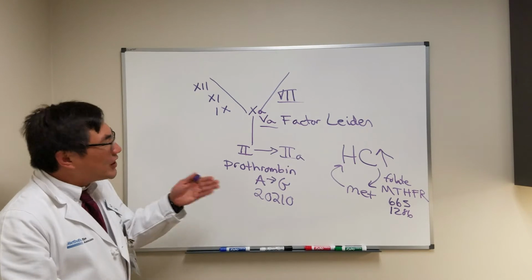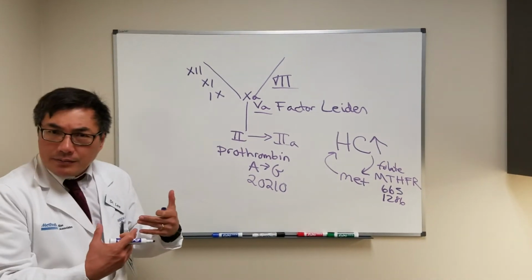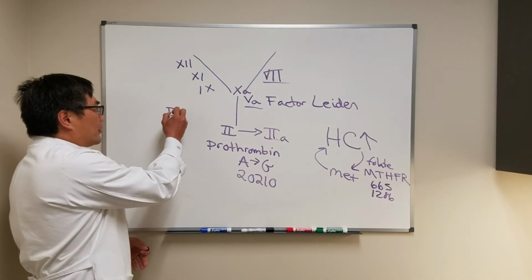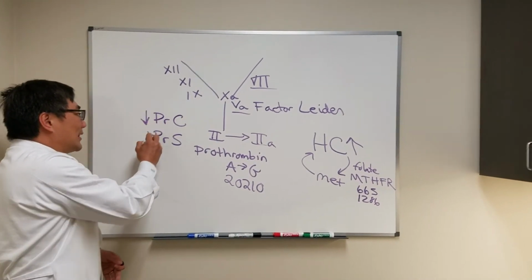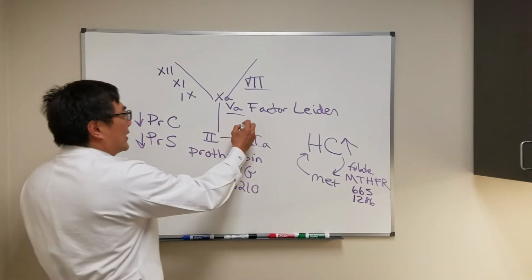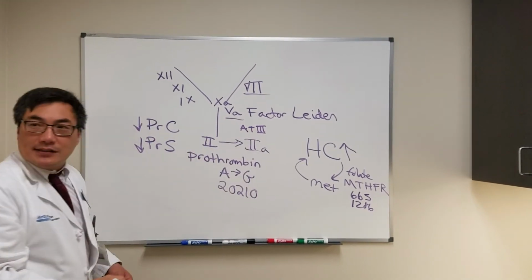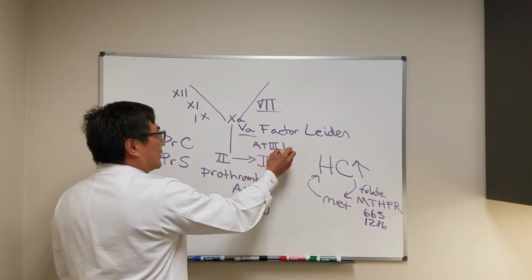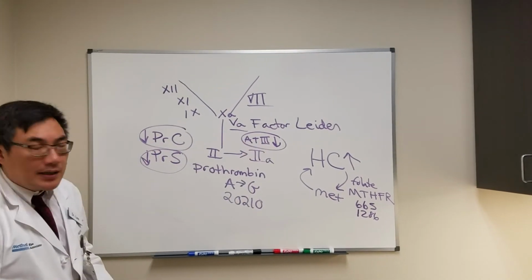We can also have deficiency states in the cofactors that allow the clot to be broken down. Those cofactors are protein C and protein S. So if you have too little of protein C or protein S, you'll get a clot. Or the anti-thrombin 3, which is against the thrombin. So the deficiency states: anti-thrombin 3, protein C, protein S.